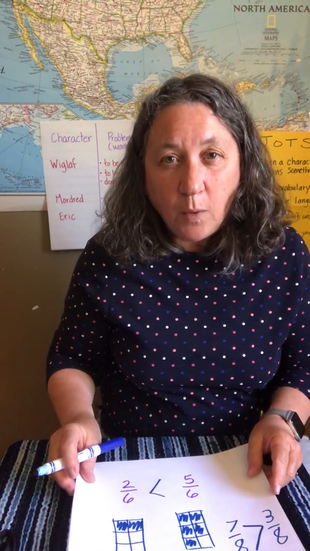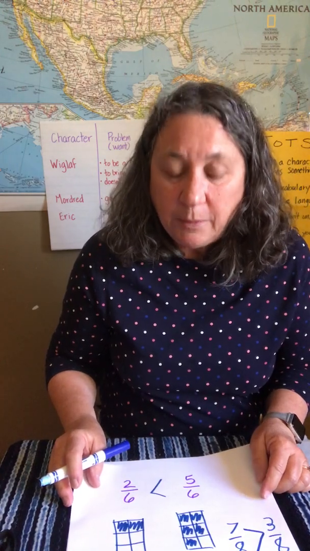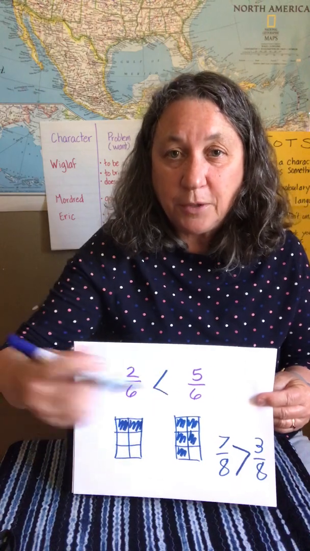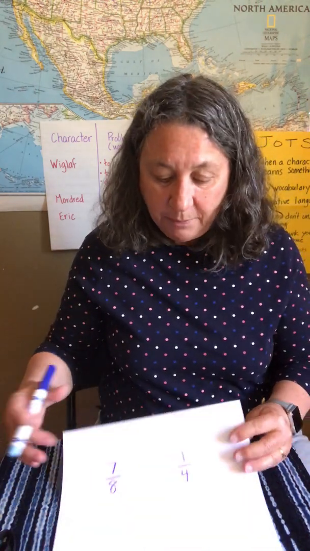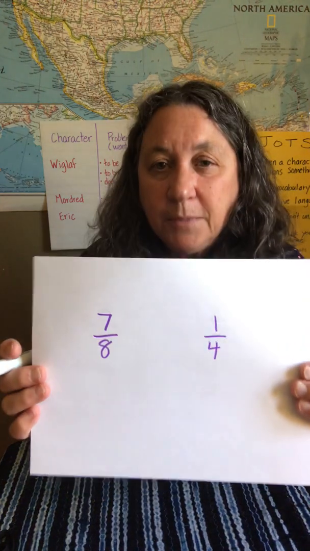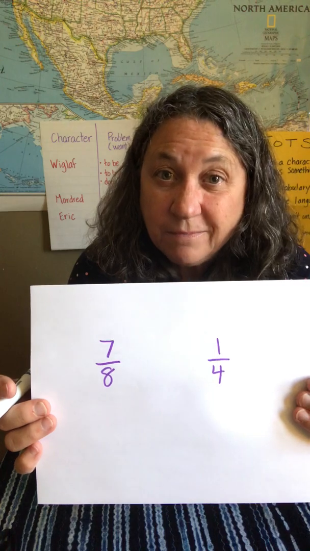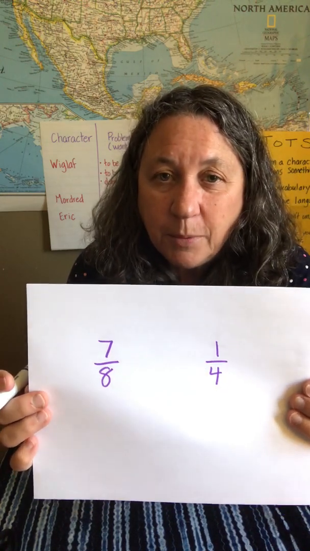All right, so the first strategy was if they both have 1 as the numerator, then compare them by the denominators. But if the denominator is the same, then you have to check the numerator, the top number. Well, if only it was that easy all the time, but it's not. Sometimes they have different numerators and different denominators. A lot of times, actually. So what are some ways we can think about this?